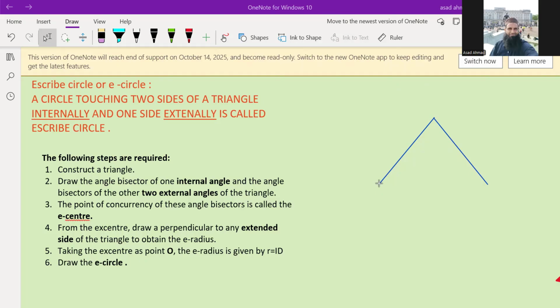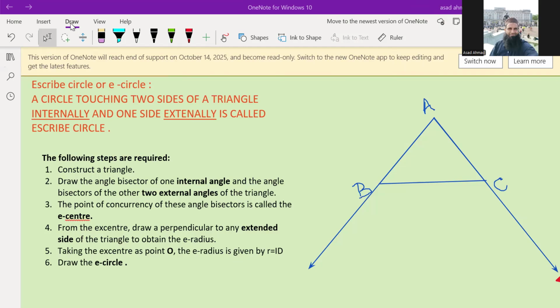So if it is a triangle like this one, then the circle can be drawn in three different directions, depending upon what has been asked in the question. For example, if we are drawing opposite to vertex A, then it will be drawn like this: we will have to extend the line AB in this way, and similarly side AC will also be extended like this, and then we will draw the circle.